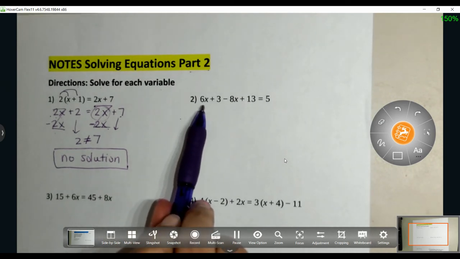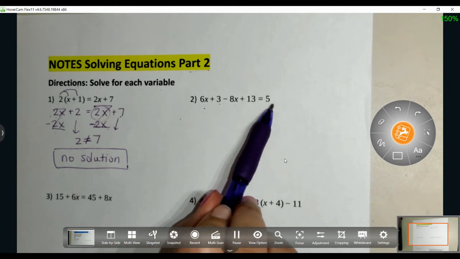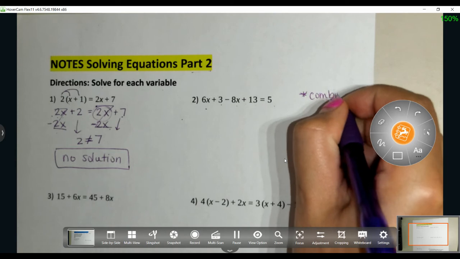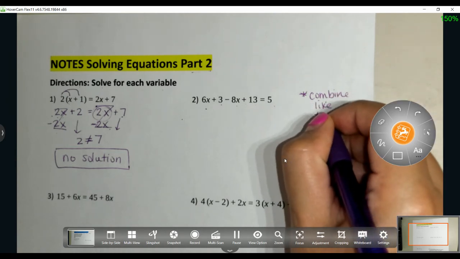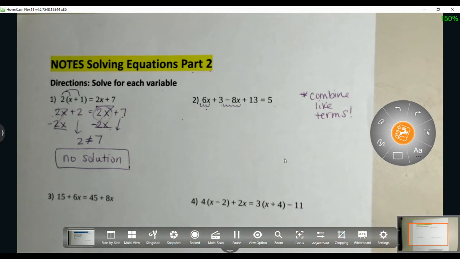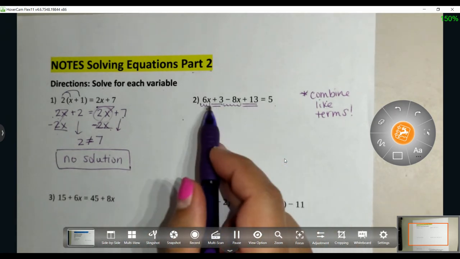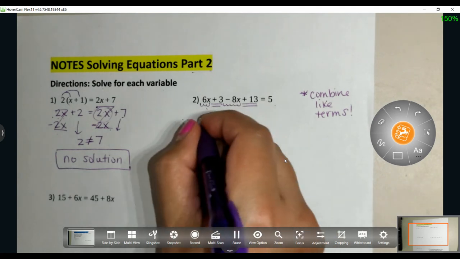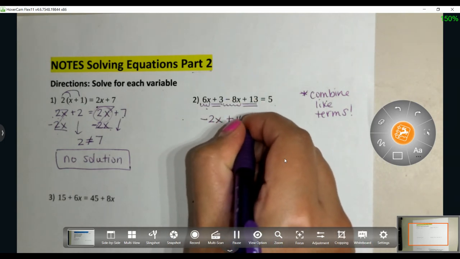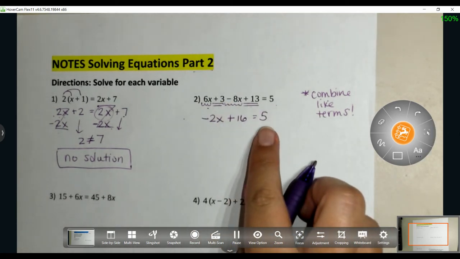Now for our next one, we have 6x plus 3 minus 8x plus 13 equals 5. So whenever you see multiple x terms on one side, we need to combine like terms first. Remember how we would mark our like terms when we simplified? So just something like that for the x's and then maybe a double underline for our constants. Grouping those, 6x minus 8x gives us a minus 2x. And then putting together our constants gives us plus 16, 3 plus 13. And that's equal to 5 because we haven't done anything on the right side yet.